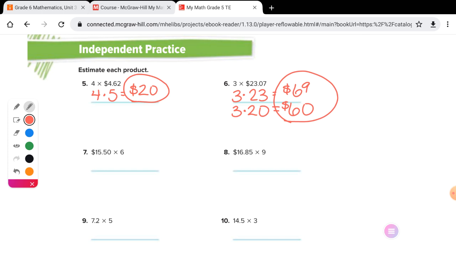Next one, 1550 times 6. Lori, what did you round it to? I rounded it to 16 times 6. Okay. Then I got 120, but I rounded the 16 again to a 20. Okay, so then she changed the 16 to 20 times 6 and got 120.